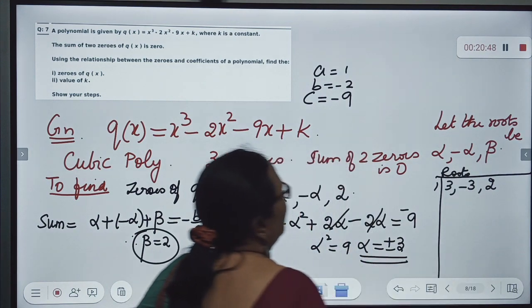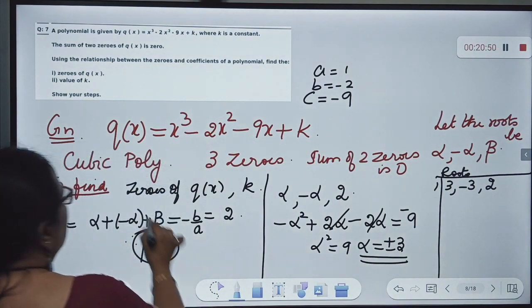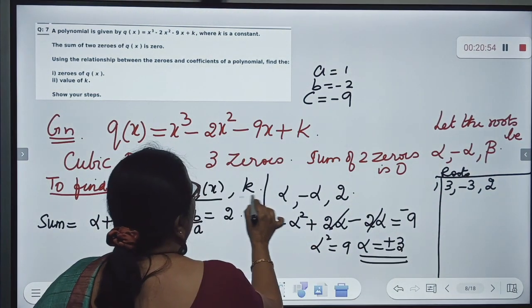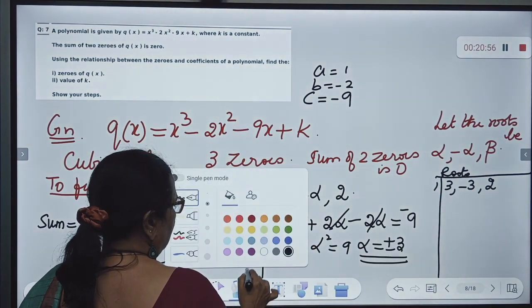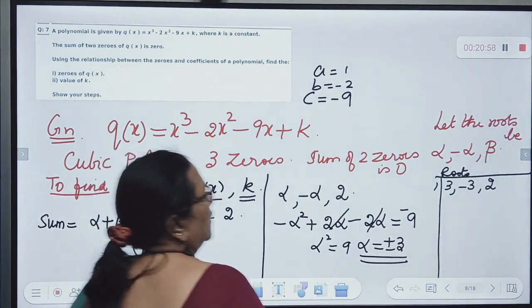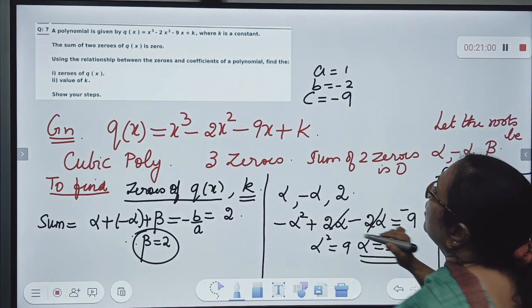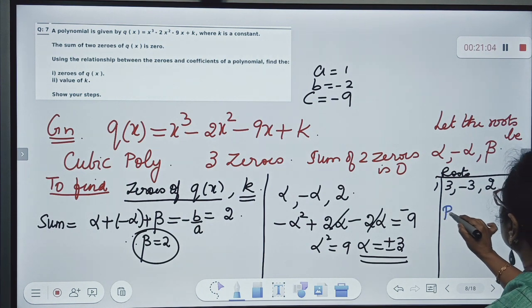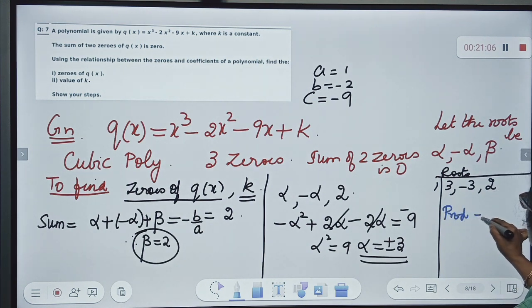Now what is it you have to find? One more. We have found the zeros. We have to find the value of k. Now k, what involves k? Product of the roots. Product of the roots equal to minus d by a, which is minus k in this case.